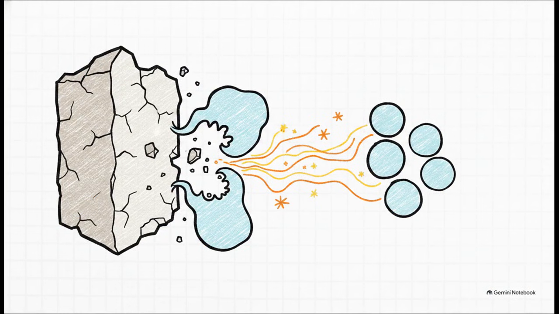Let's detail exactly what these activated cells are up to. Notice how the illustration visualizes this. Fibroblast-like synoviocytes start producing destructive proteases, specifically matrix metalloproteinases, or MMPs.